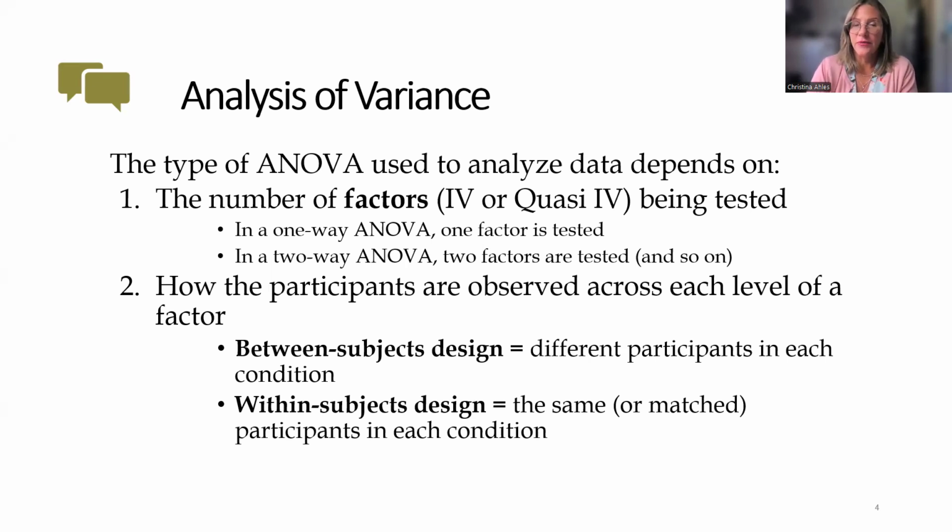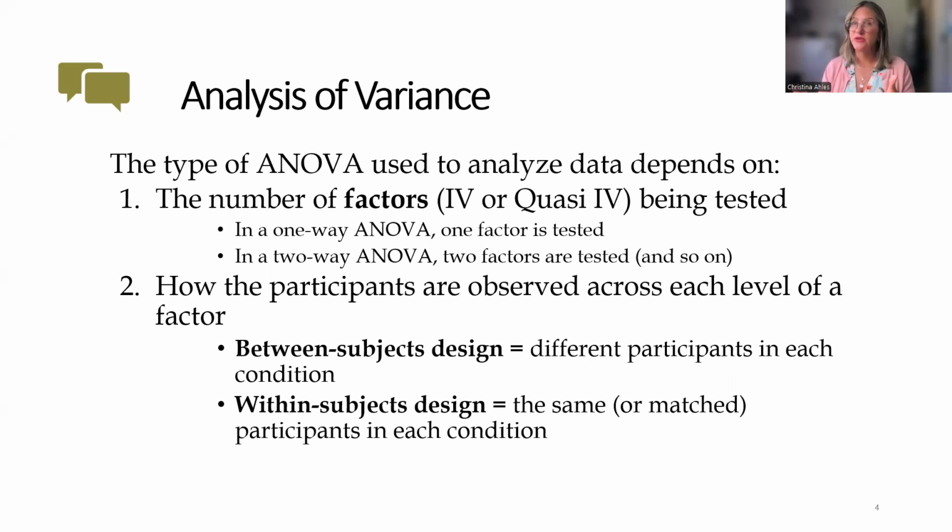With the ANOVA, there's also another way to decide the type. Basically, whether it's a between subjects ANOVA or a within subjects ANOVA is what we need to determine. If it's the between subjects design, that means it's a one-way between subjects ANOVA, and that means there are different participants in each condition, just like with the independent t-test, but now it's three or more conditions. Within subjects design is similar to the paired samples t-test.